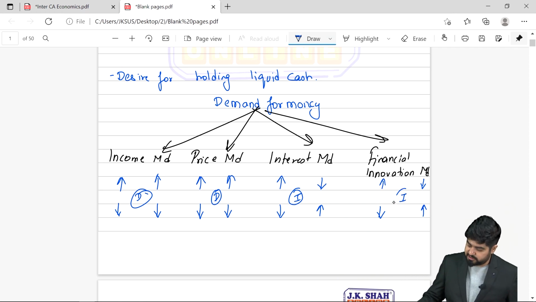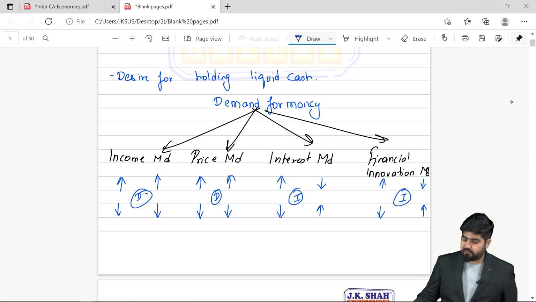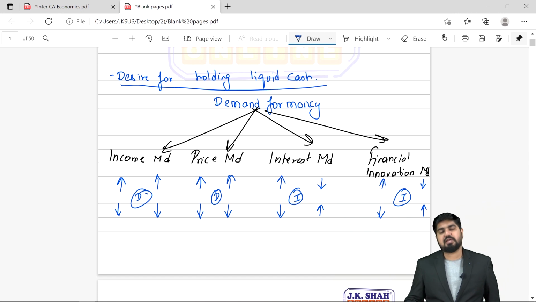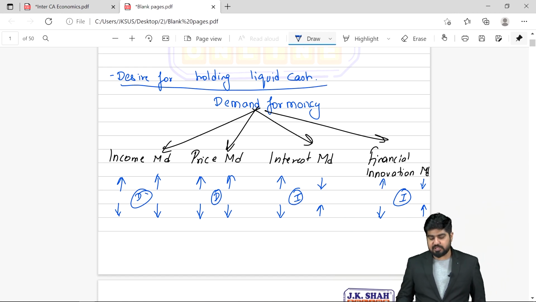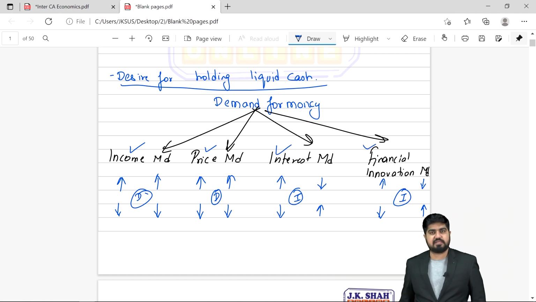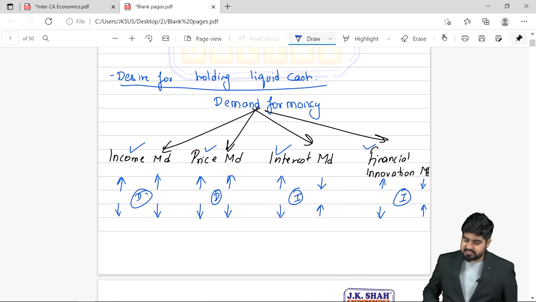So there is which relationship? Inverse relationship. So if a question is asked about demand for money, students, please remember you have to explain what is demand for money. It is demand for liquid cash, and you have to write these 4 points which are influencing demand for money. So that's our second concept.